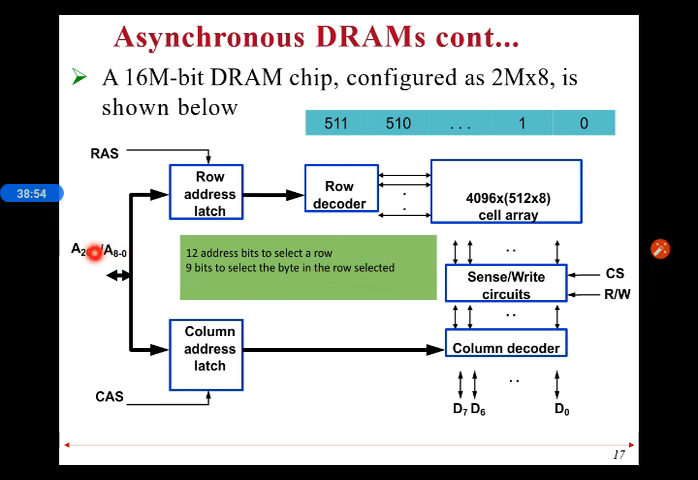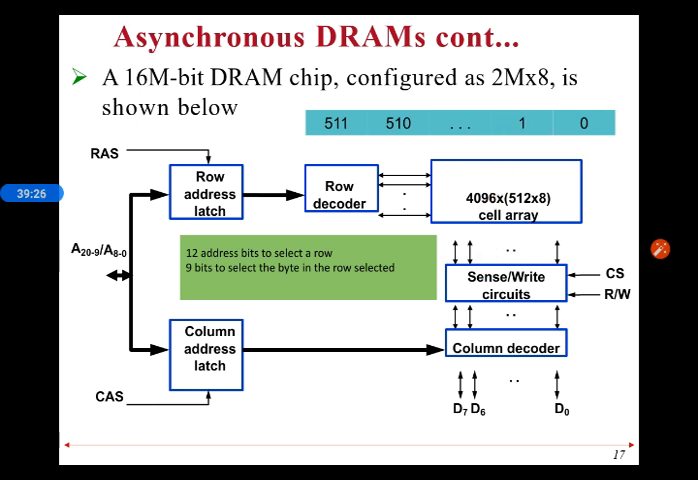That is, A9 to A20 lines are used to select the row, and A0 to A8 lines are used to select the byte in the row selected. So this A9 to A20 we will send to the row address latch, and the row decoder will select the appropriate row. Next we will send these 9-bit lines to the column address latch, and the column decoder will select the appropriate column from the 512 block.